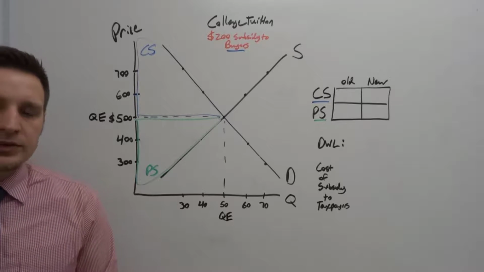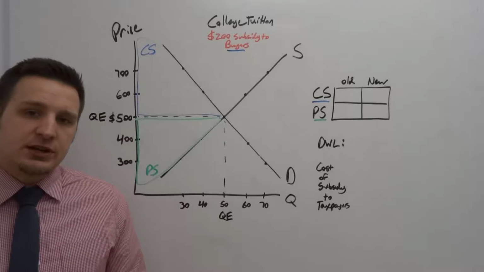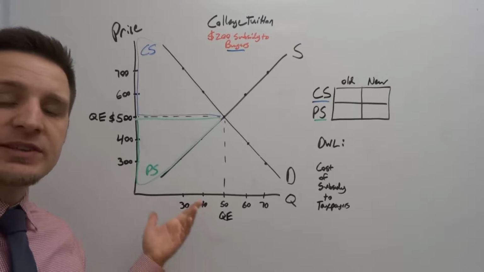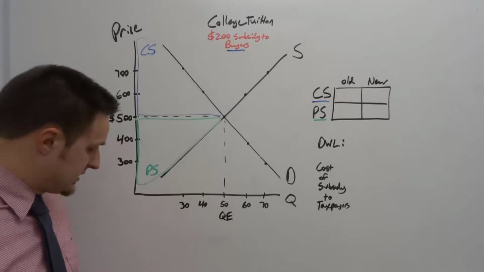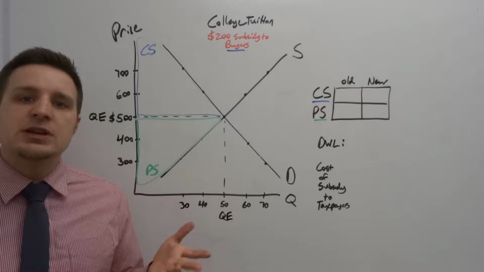Hello everyone. Today what we're going to talk about is a subsidy, which is a payment given to a buyer or seller, and I'm going to show you how that affects a market looking at a supply and demand diagram. What we're going to talk about first is a subsidy to the buyers.